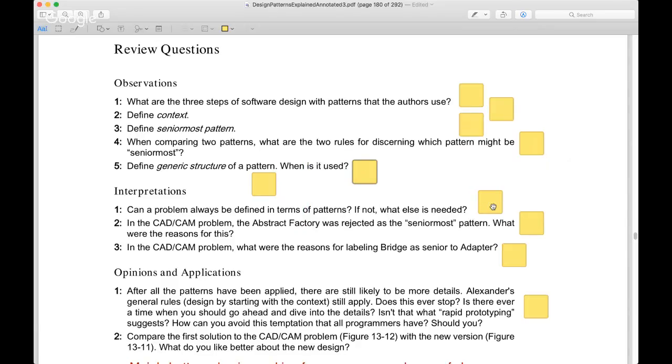Okay, now we get to the preferences questions. Can a problem always be defined in terms of patterns? If not, what else is needed? Mine is kind of an evasive, not always. In the case where it can't be defined in terms of patterns, perhaps the context is not well enough defined, or there is an unrealized pattern that needs to be created, or the user just isn't remembering the pattern that would fit best.